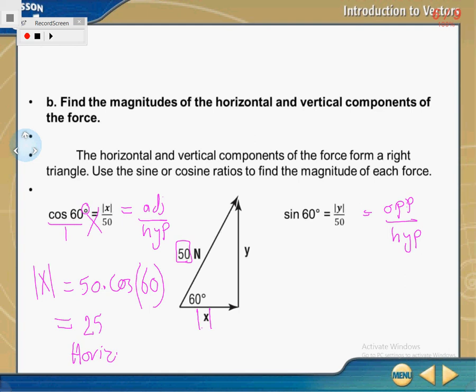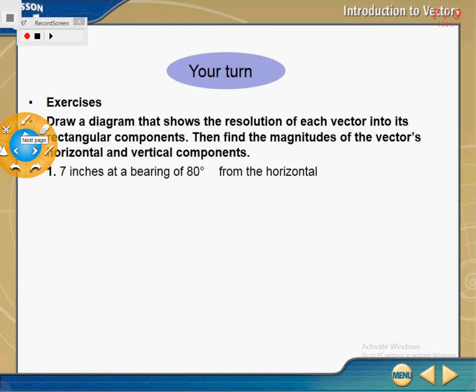So instead of the opposite, I put the magnitude of y, and instead of the hypotenuse, 50, then cross multiplication. So the magnitude of y equals 50 times sine 60. On the calculator, the answer will be 43.3. This is the vertical component. How is that? Good.